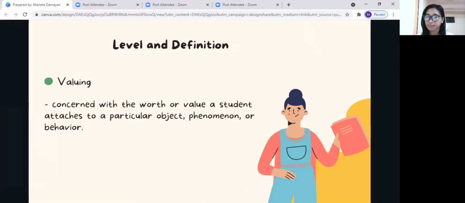Next is valuing. Valuing is concerned with the worth or value a student attaches to a particular object, phenomenon, or behavior. The students here will demonstrate commitment to certain values and be willing to take it to the next level. They accept the idea that is integrated in the class. For example, letting the students practice or make an advocacy paper to raise awareness on the social issues being experienced in the Philippines. Another one is giving activities that will enhance their skills, that will improve their vocabulary, as well as in constructing sentences, in speaking, and in written activities.